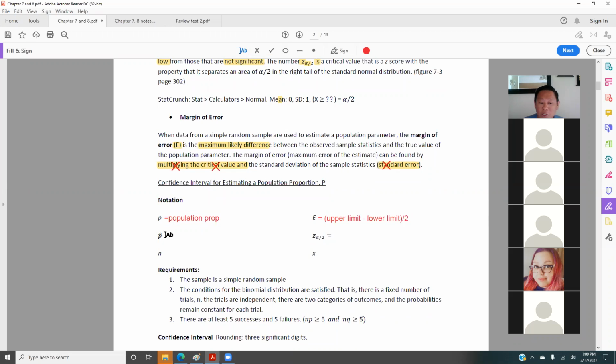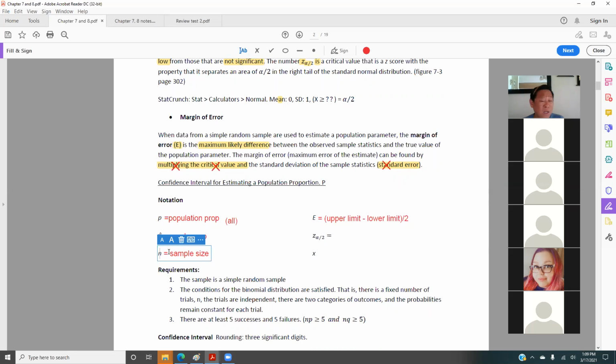P hat. So make sure you know the difference between P and P hat. P hat is your sample proportion. So if I sample from you guys, then the proportion is P hat. Population proportion is P. This is usually when I talk about all, the whole group. N in this case is your sample size.